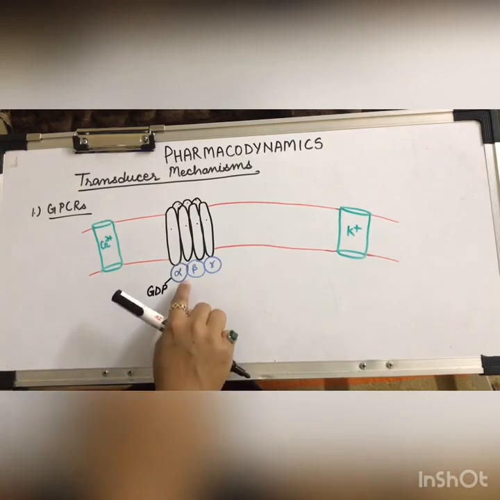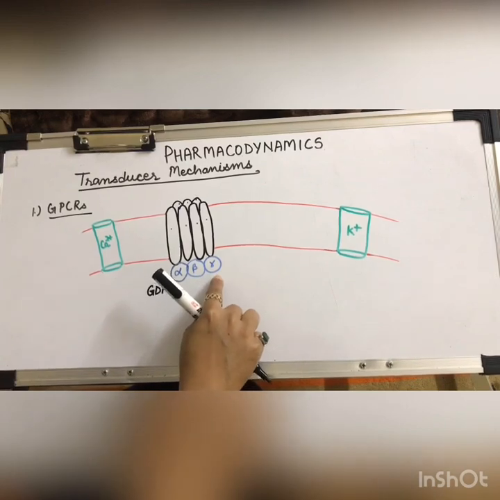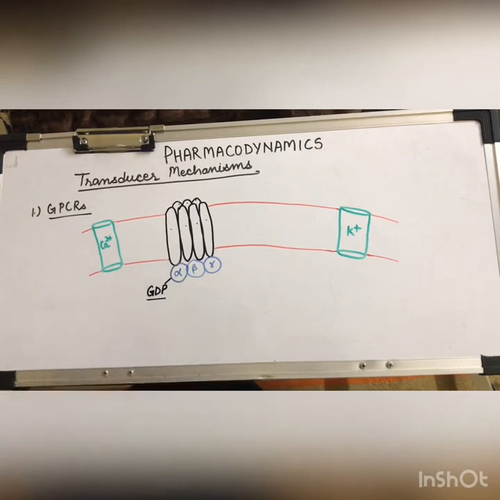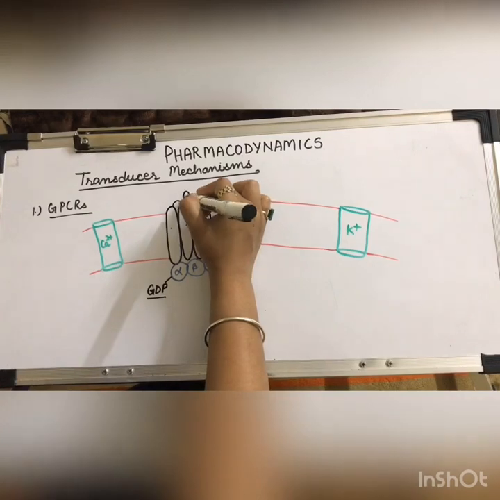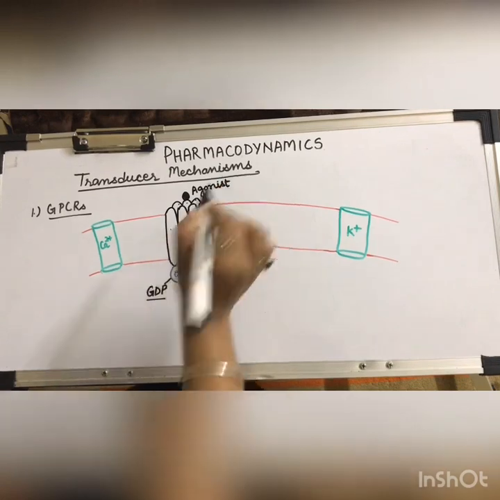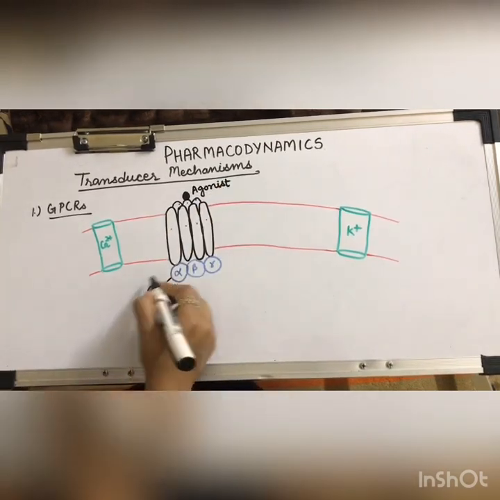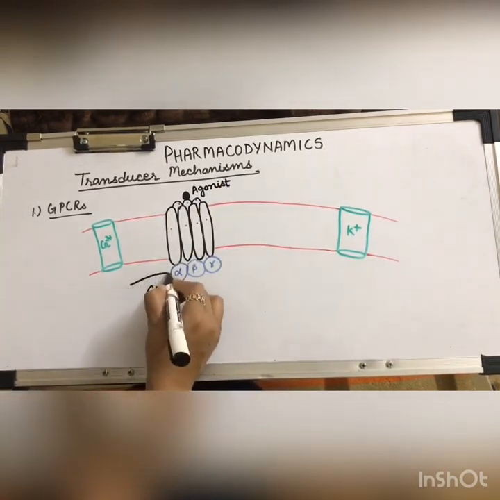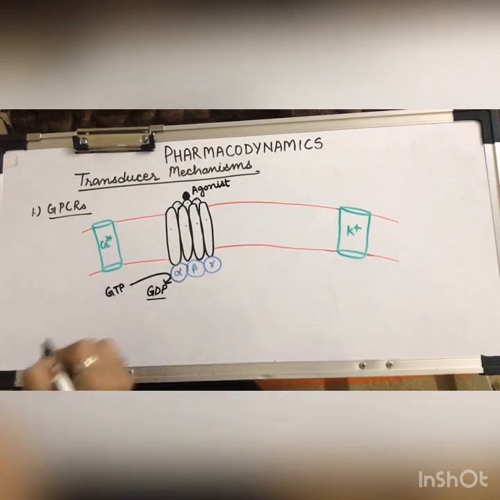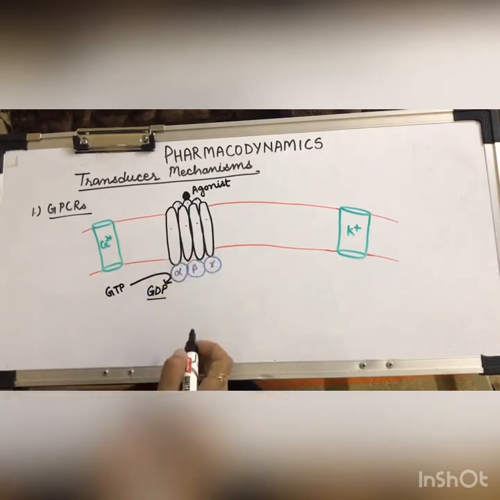composition. That means there are 3 subunits, that is alpha, beta and gamma, and in the inactive state they will be attached to GDP. Now what will happen when an agonist will come and bind to the receptor? When an agonist binds to the receptor, now these proteins, they are activated by GTP. Now GTP will come and knock out GDP and replace GDP in this unit.